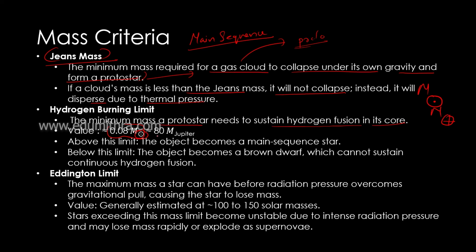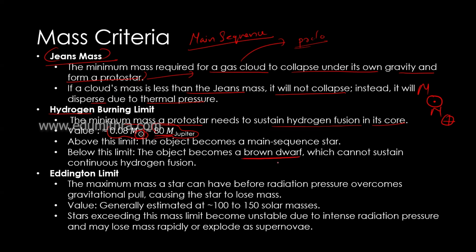Or simply we can say 80 times the mass of Jupiter. If a protostar has more than 80 times the mass of Jupiter, only then can it start hydrogen fusion. That is called the hydrogen burning limit. Just assume a protostar is formed because it has more mass than the Jeans mass. If it couldn't acquire more than 80 Jupiter masses, it cannot burn hydrogen, so it won't become a star. It becomes a failed star, which is called a brown dwarf.